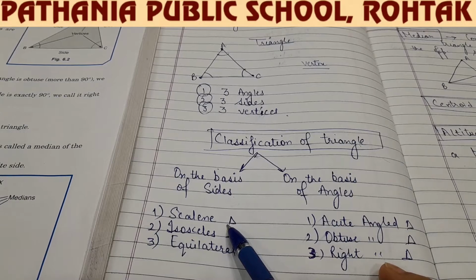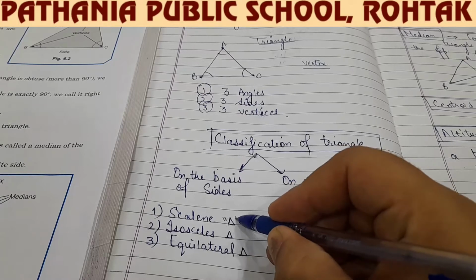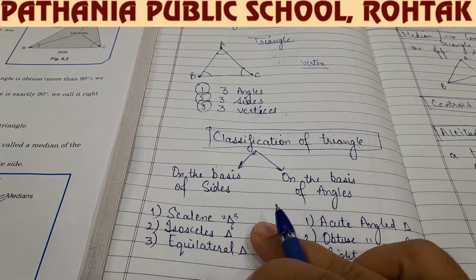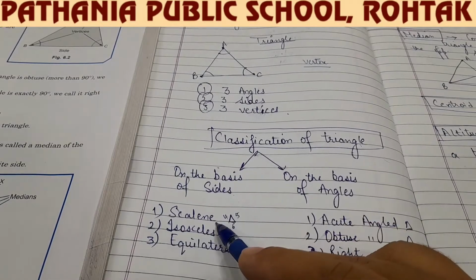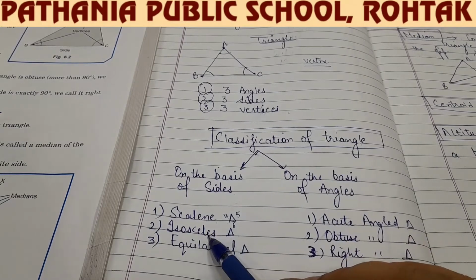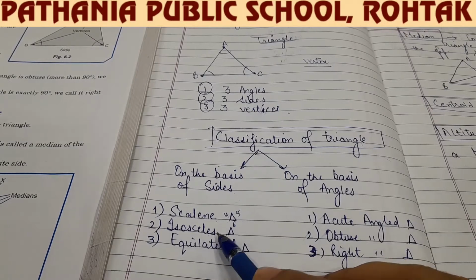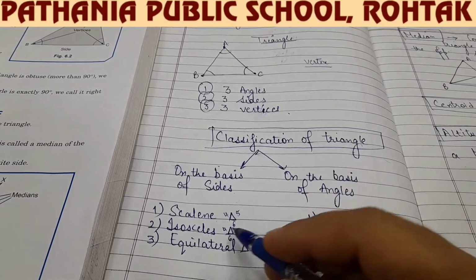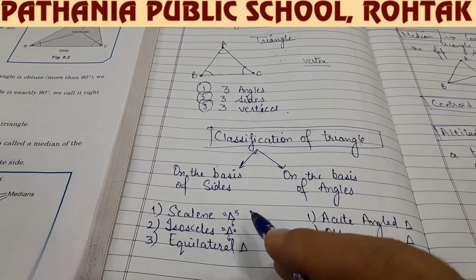For example, the measure of one side is 4 centimeter, one is 5 and one is 6. So this triangle we will call a scalene triangle because all the sides are unequal. So in a scalene triangle, beta, all the sides are unequal. Now next is the isosceles triangle. In an isosceles triangle, any two sides are equal. Suppose this is given 4, this is given 4 and this is given 6. So this is an isosceles triangle in which two sides are equal.